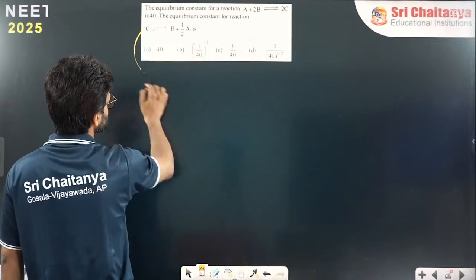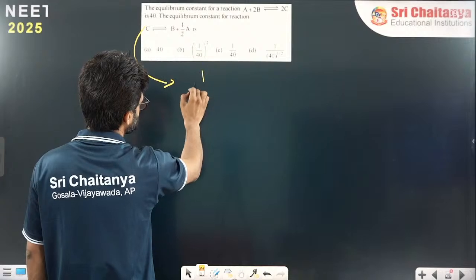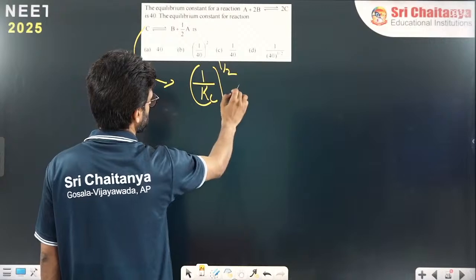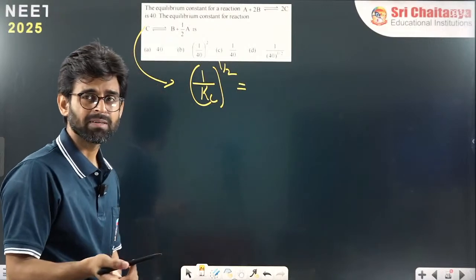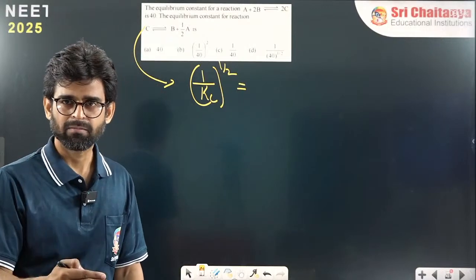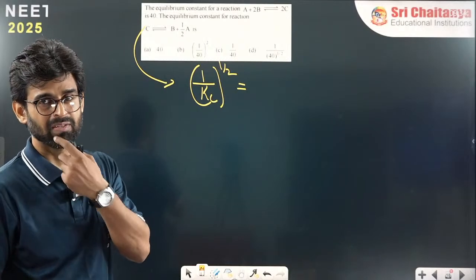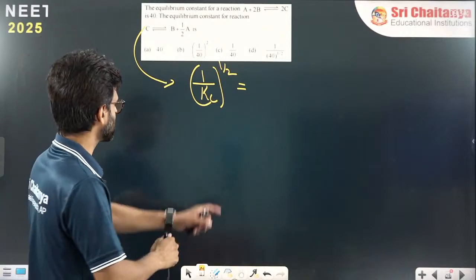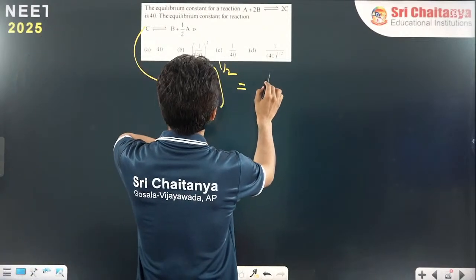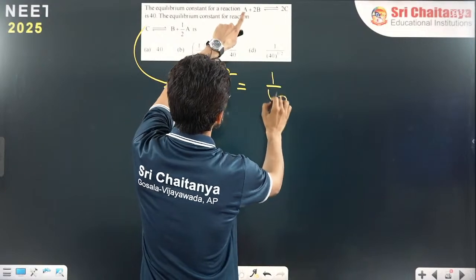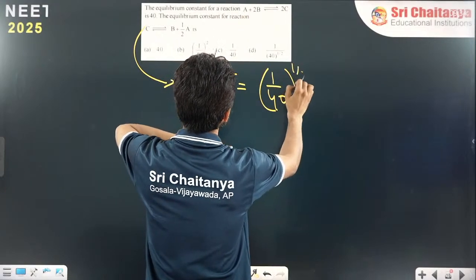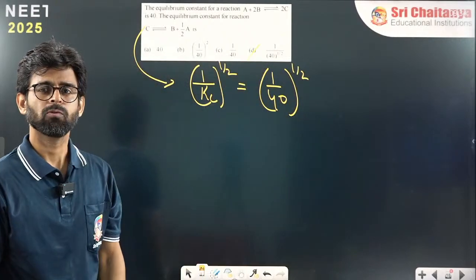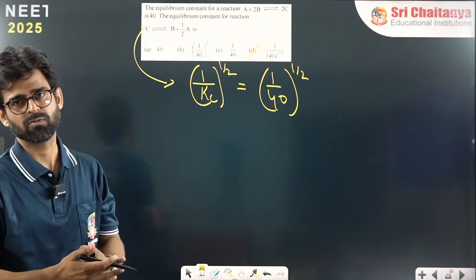If I reverse the reaction and divide by 2, then reversing means 1 by Kc, and dividing by 2 means power 1 by 2. Reversing makes the equilibrium constant its reciprocal, and dividing by 2, or you can say multiplying by 1 by 2, will make it a power. So what's the value of Kc they gave for the initial one? 1 by 40, and the power here is 1 by 2. So from here it's (1 by 40) power 1 by 2. Fine, easy.